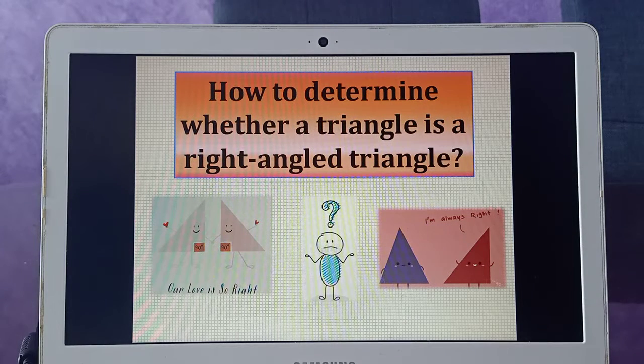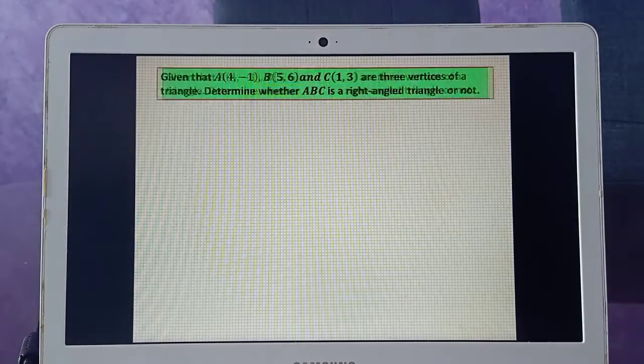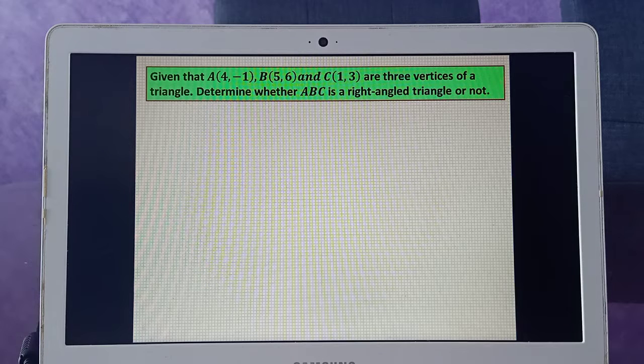Hello everyone. Today I'm going to teach you how to determine whether a triangle is a right-angled triangle. I will use one example to demonstrate and explain. Here we go. Given that A, B, and C are three vertices of a triangle, determine whether ABC is a right-angled triangle or not.